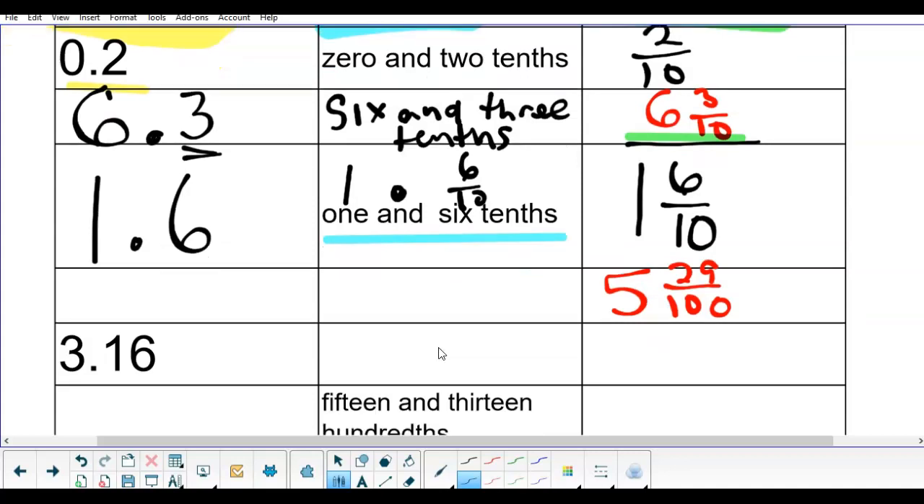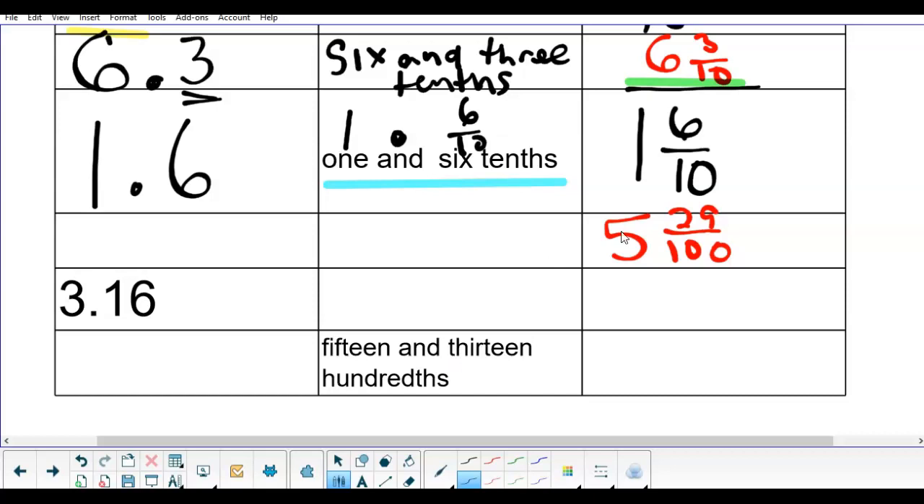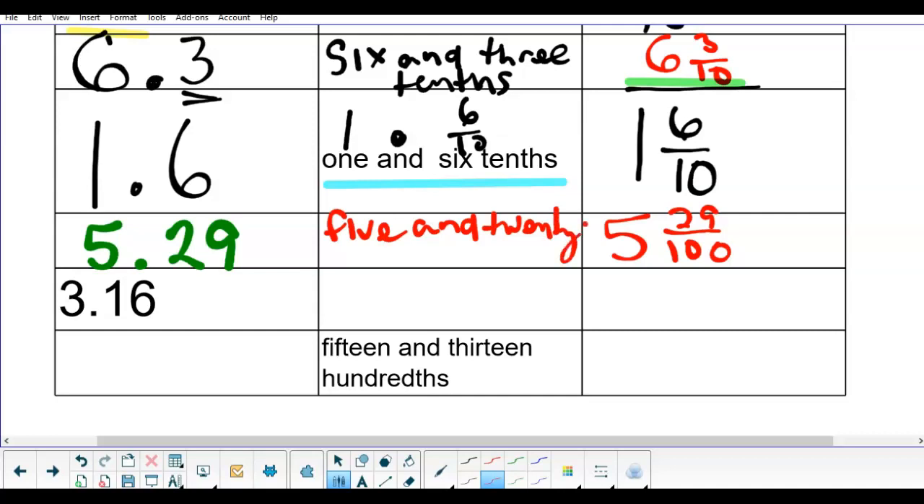Now I have some examples with the hundredths. All right, so they gave me 5 and 29 hundredths. So I can say 5 and 29 hundredths. 5 and 29 hundredths. Make sure you have that.